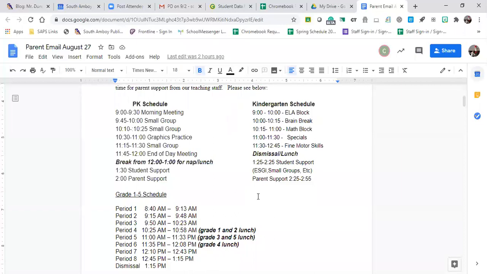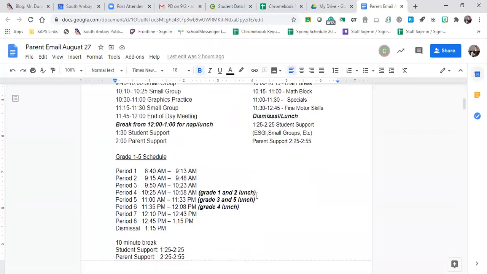If you look at the grades 1 through 5 schedule, those period-based times are going to be very specific, and in grade 1, they'll have times for brain breaks. You'll notice that there is a time period for lunch. So grade 1, you're going to be off that computer from 10:25 to 10:58 at least. There will be a special in there, one of the periods for specials, and your teacher will go over all that. Dismissal is at 1:15. There's a 10-minute break for teachers to get themselves together.